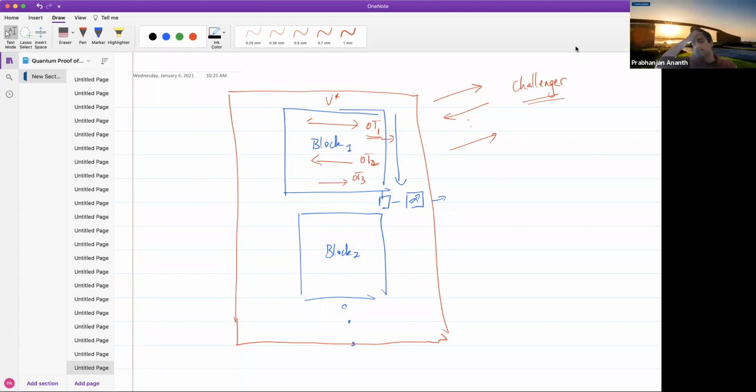Okay. So yeah, I couldn't do the proof, but this hopefully gives some intuition of the challenges involved in proving the security here.